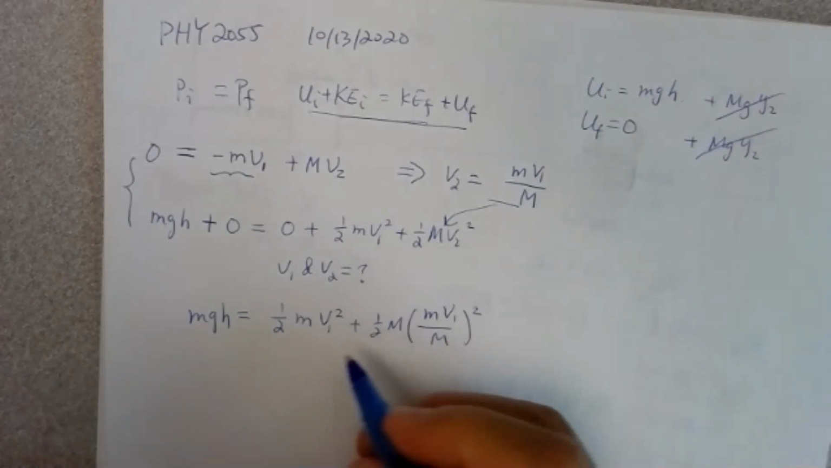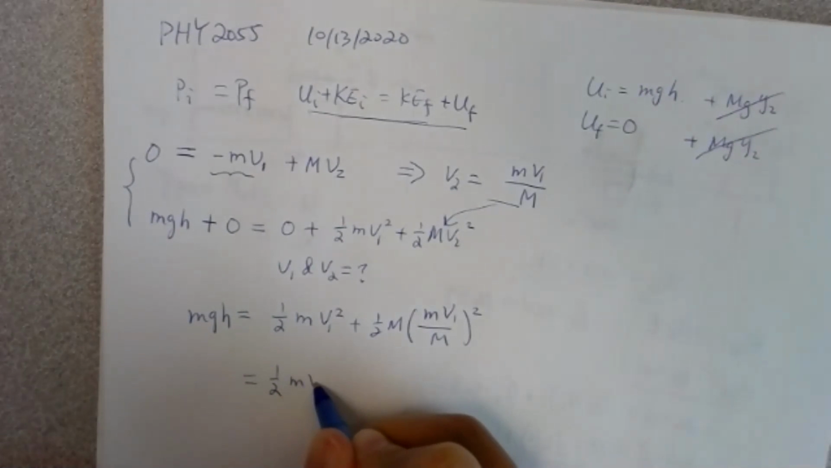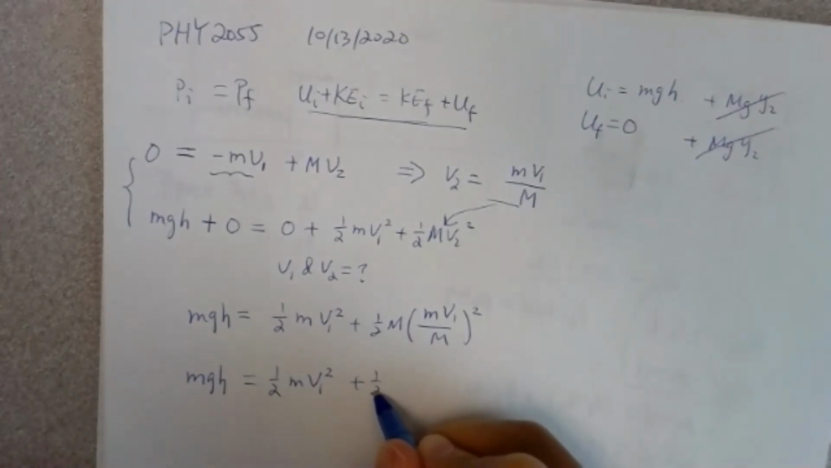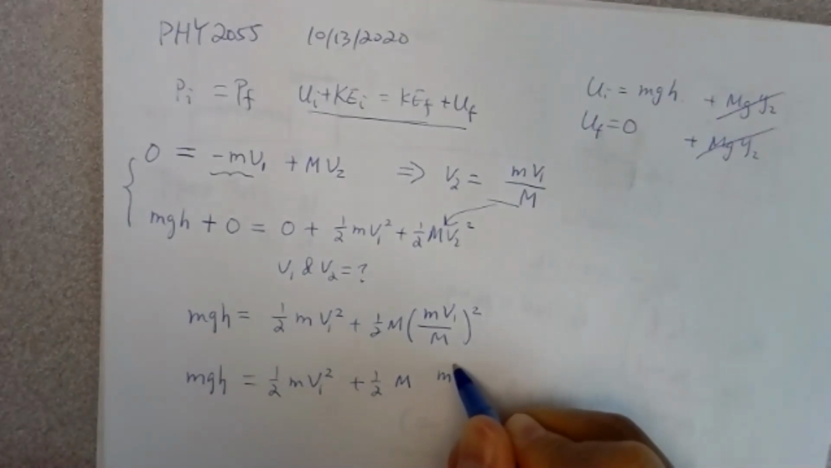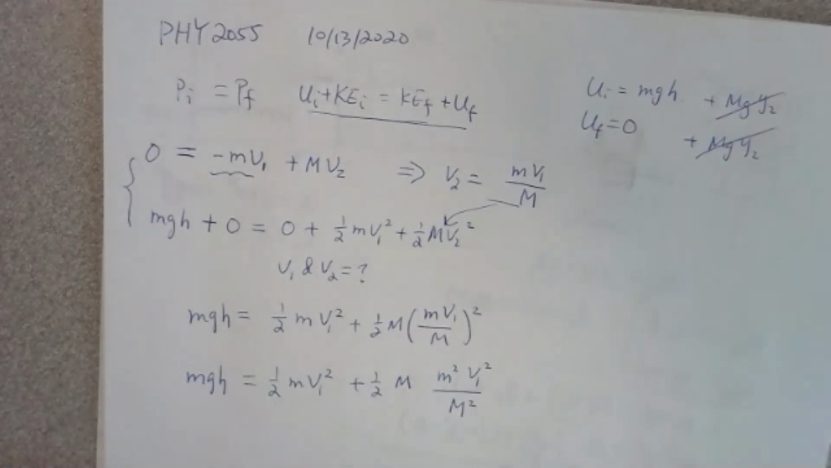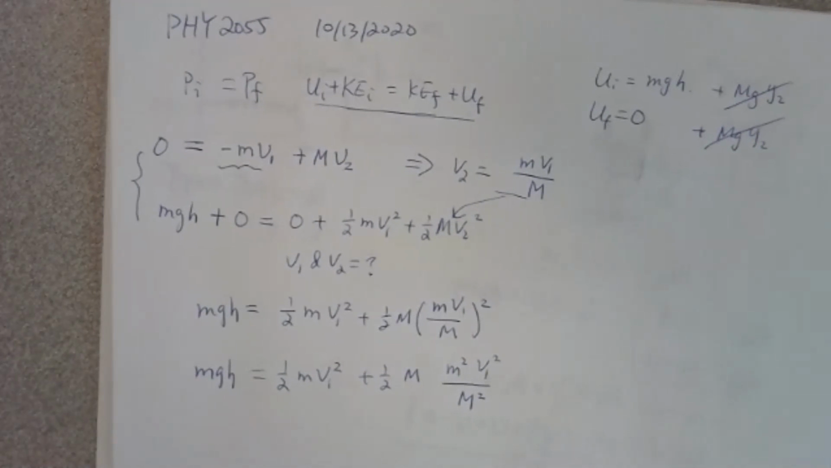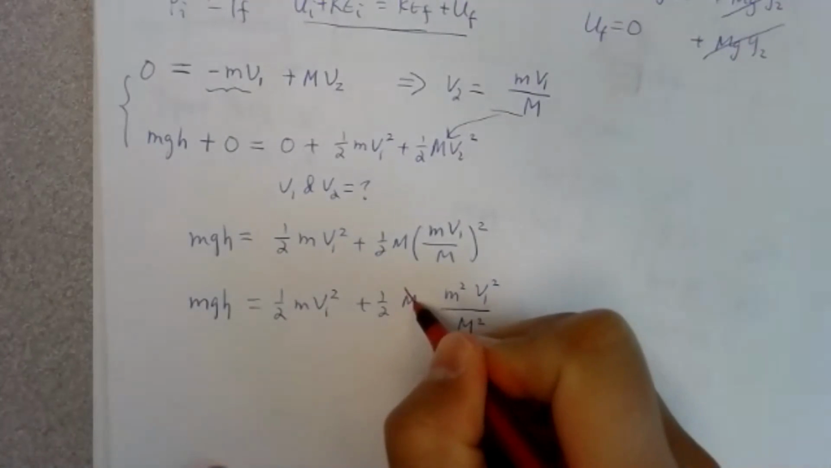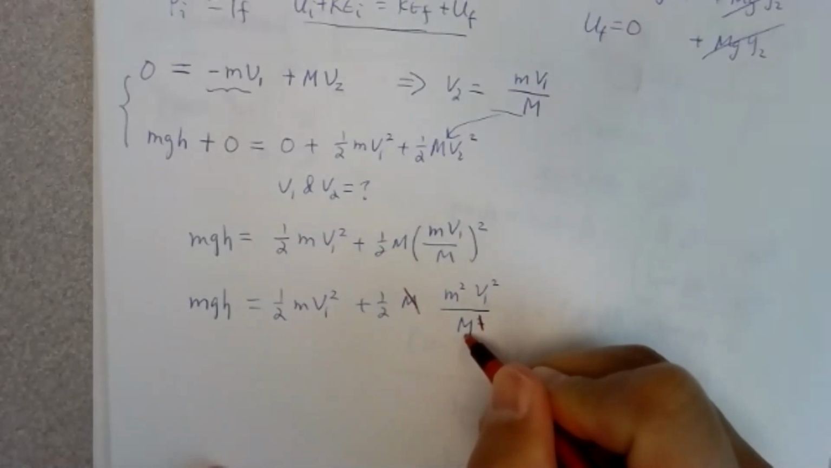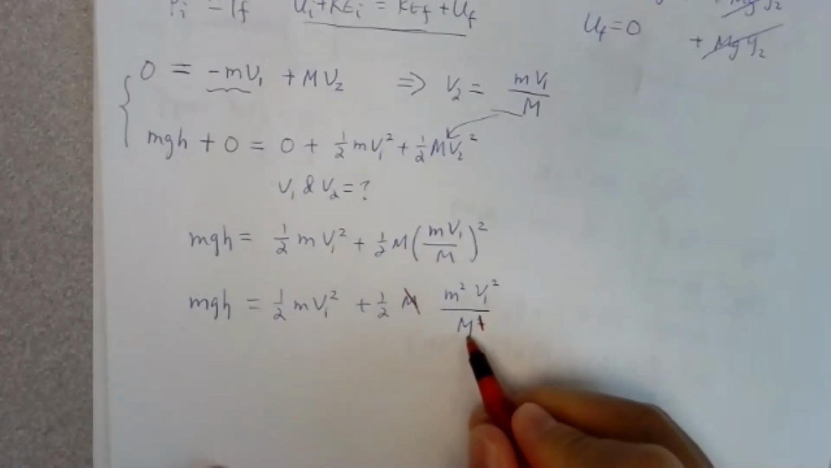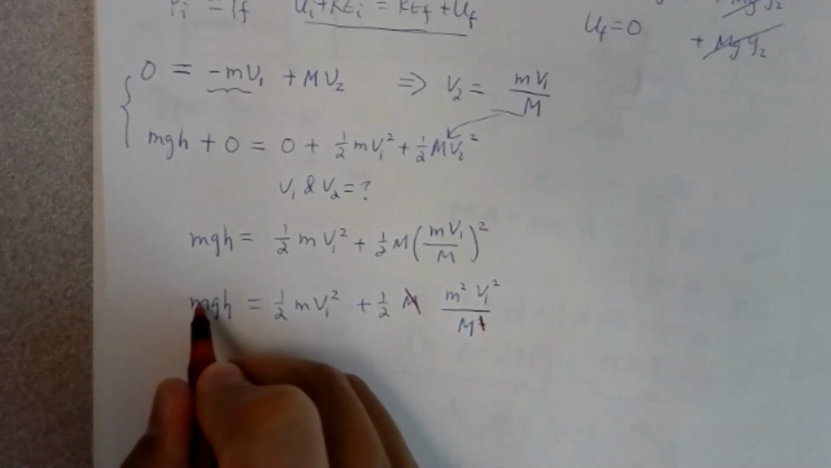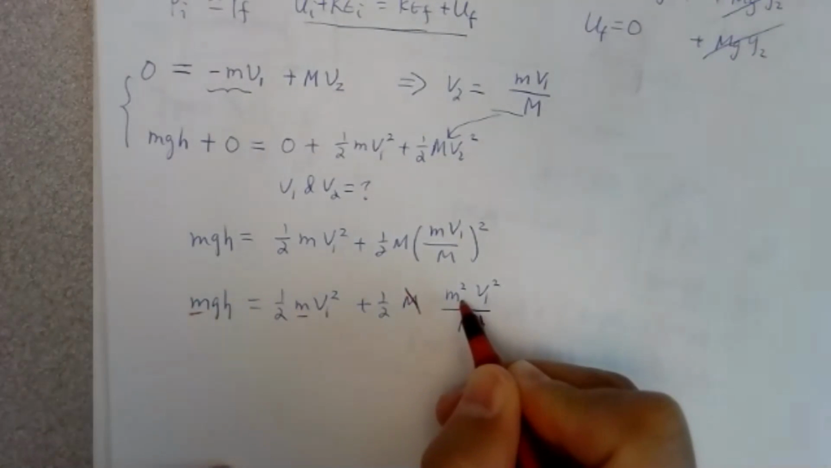So you'll expand the square, which gives you 1/2 small m v1 squared, and then on this side is again small m gh equals that plus 1/2 capital M times small m squared v1 squared divided by capital M squared. Okay. So then on the second term over here, you can see the capital M will cancel out the square there, leaving one capital M at the bottom. Okay. You will also see the small m across the terms here.